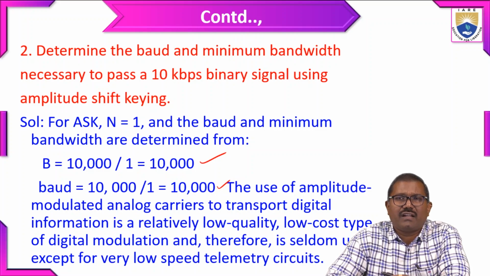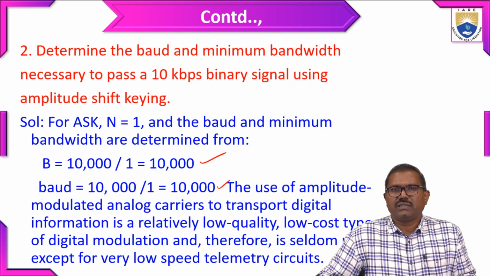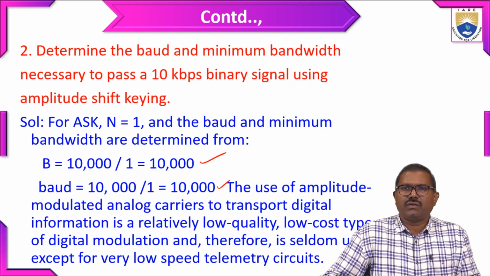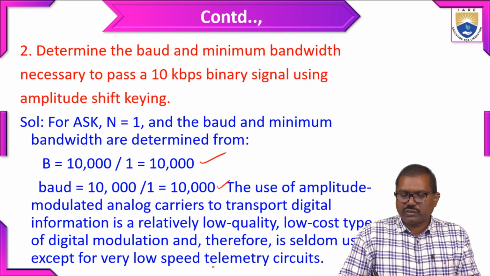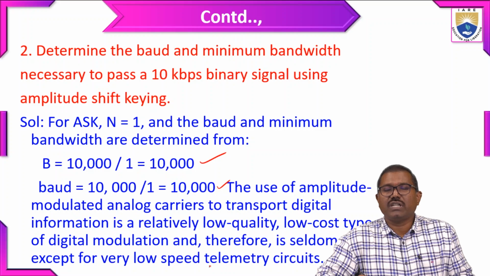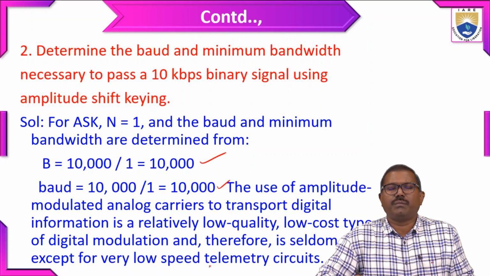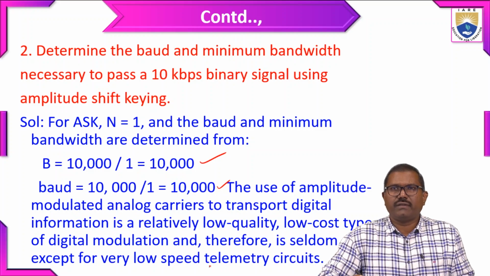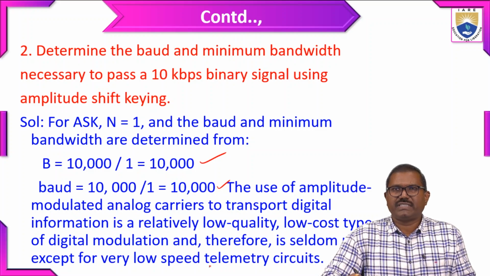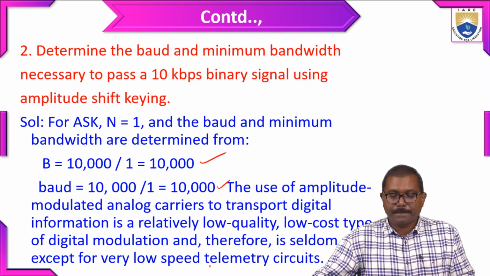The use of amplitude modulated analog carriers to transport digital information is a relatively low quality and low cost type of digital modulation, used in very low speed telemetry circuits. So this is the application of ASK. Very simple. The baud and minimum bandwidth are divided by n, 10 kbps by 1.